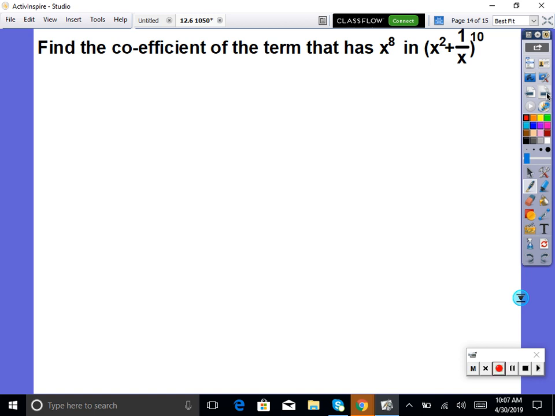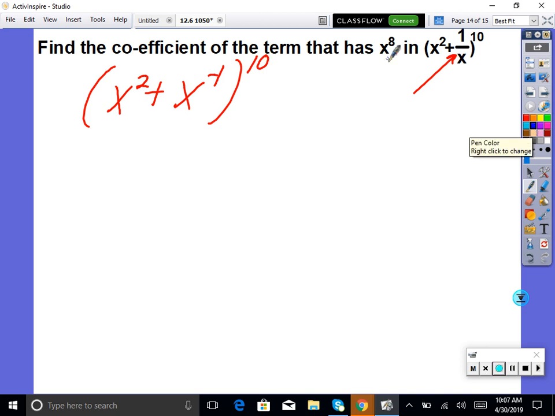Okay, so my question is, do you guys personally look at this problem? We have a fraction. Did you like negative exponents better, or do you like to do division? I heard most people say negative. Do you agree? So then we have this, x squared plus x to the negative 1 raised to the 10th. Agreed? Now it says find the coefficient of the term. It just wants the number in front of the variable that has a term x to the 8th.